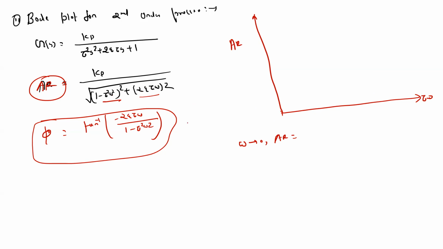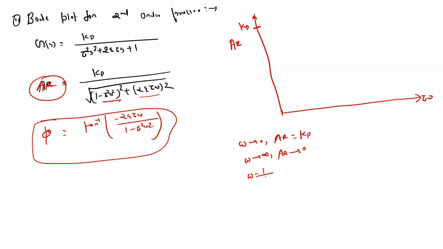So this will be 0, this will be 0. So the amplitude ratio will be Kp. So this will start from Kp. Let's say omega tending to infinity. What happens? If omega tending to infinity, this will be infinity, this will be infinity. So your amplitude ratio will tend to 0.